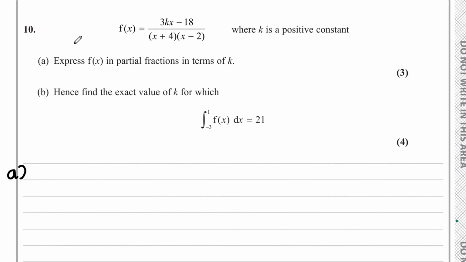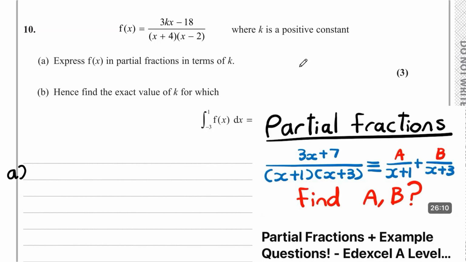Okay, so for question 10, we're told that f of x is equal to 3kx minus 18 over x plus 4 x minus 2, where k is a positive constant. And for part A, we need to express f of x in partial fractions in terms of k for 3 marks. So this is obviously a partial fractions question, okay?